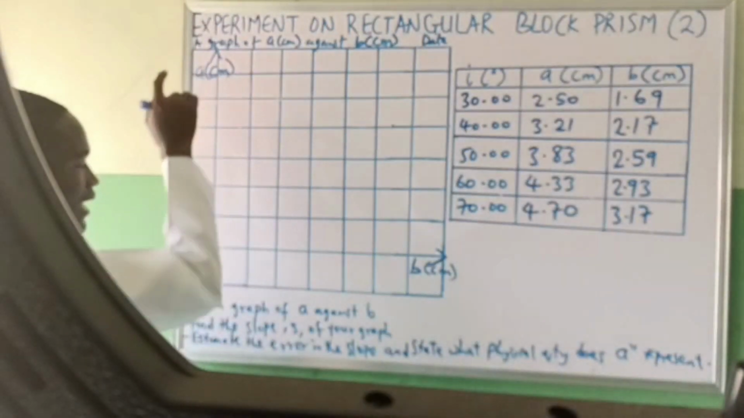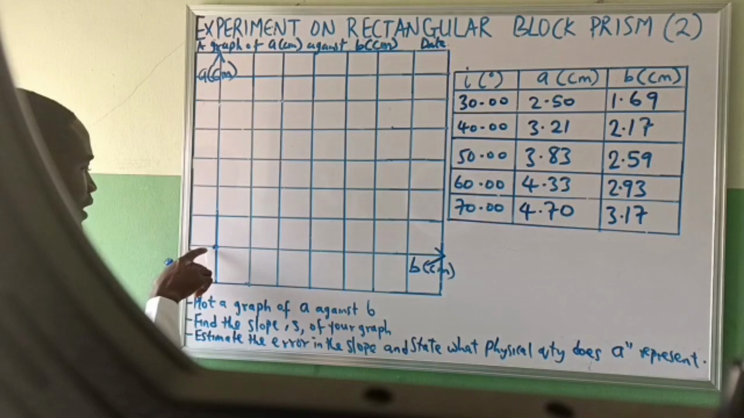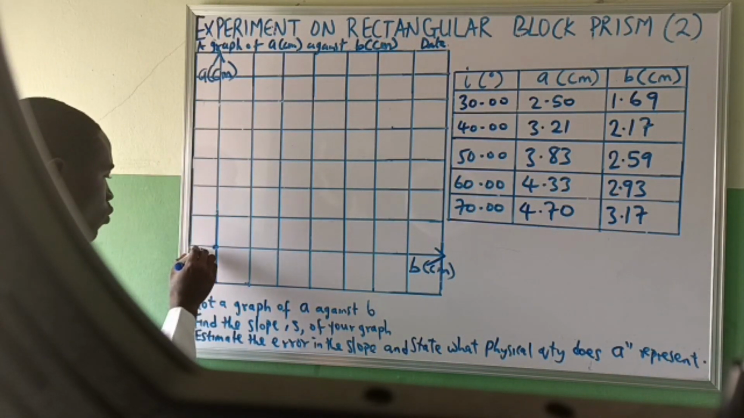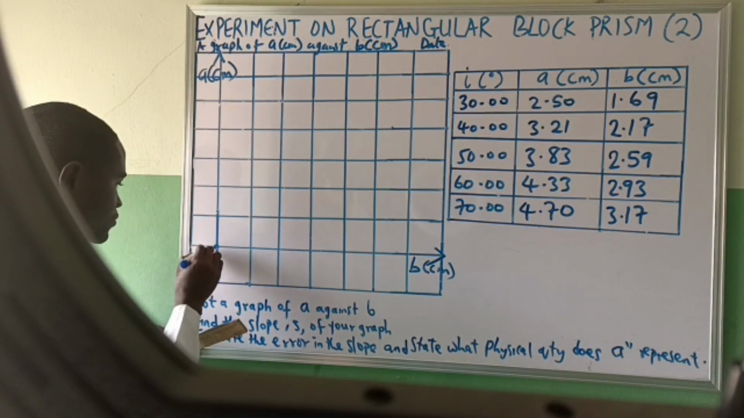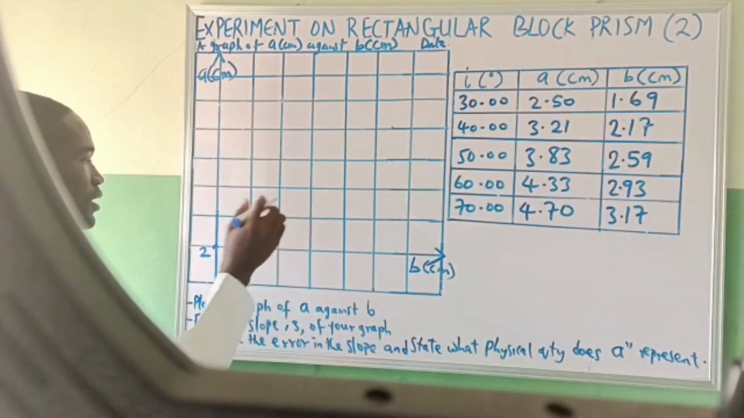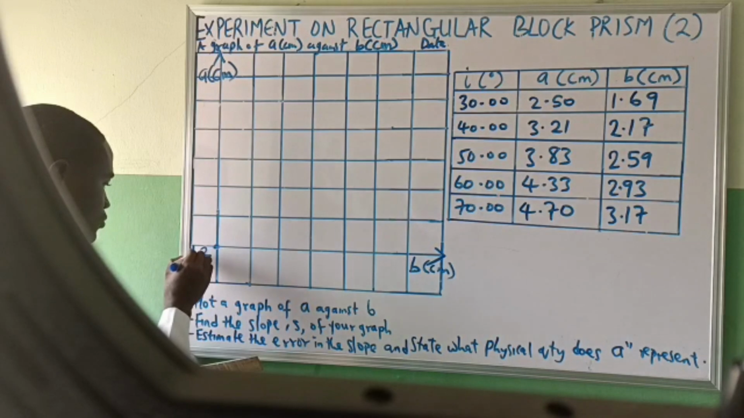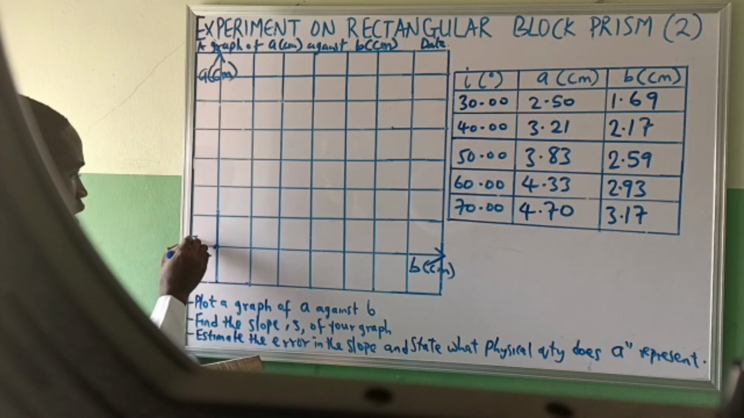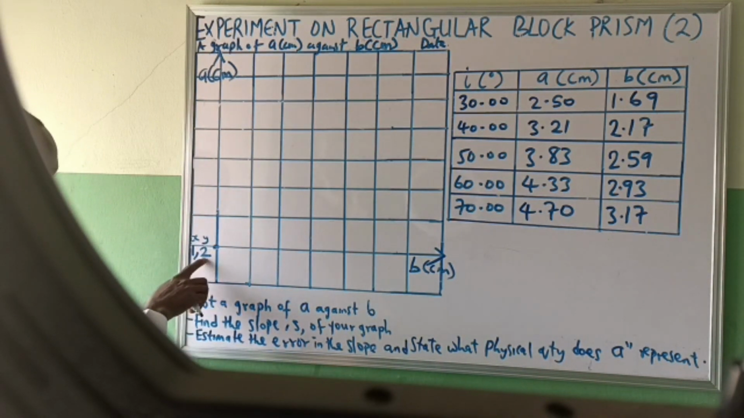For this A axis, it is called vertical. Let me start from 2 here. Then for this B, the horizontal, let me start from 1. I will say 1, 2. This first one represents X, while the second one represents Y. That means you are starting from 2.